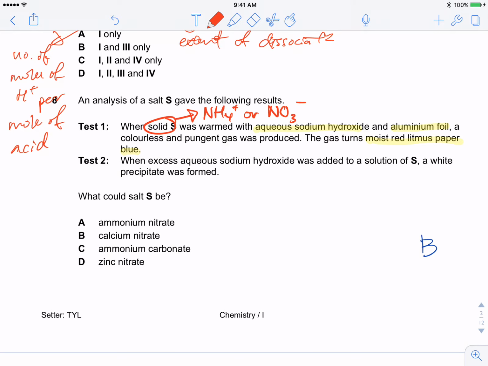Test 2, when excess aqueous sodium hydroxide was added, we have a white precipitate. So if you recall your QA, what forms a white precipitate in sodium hydroxide? We have aluminium, zinc, lead, and calcium. But of all these, which is insoluble in excess? Because this is excess, right? Insoluble in excess, there is only one, which is calcium. Hence, the answer must be calcium nitrate, B.